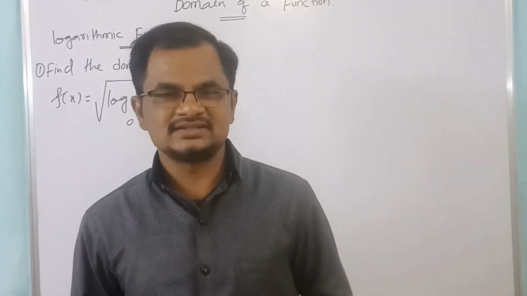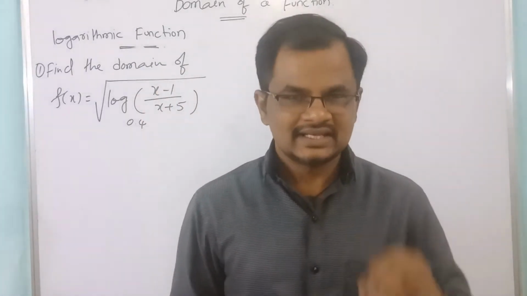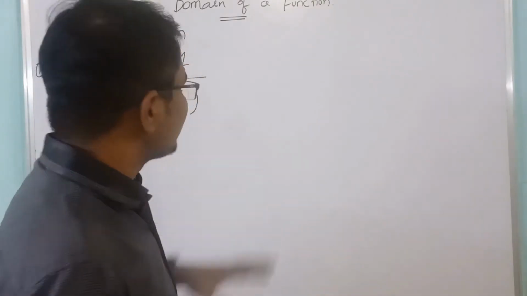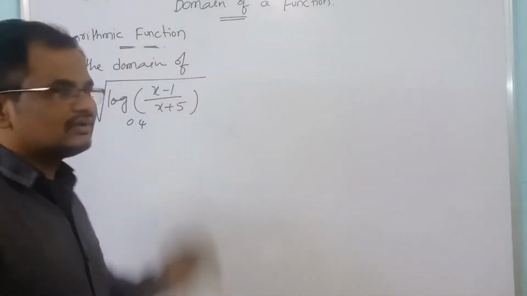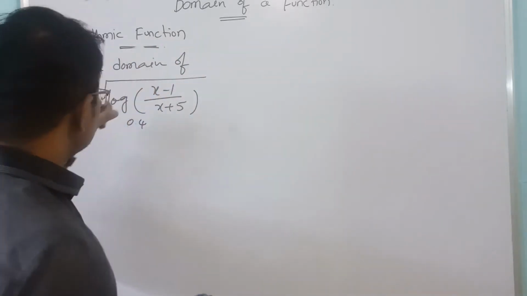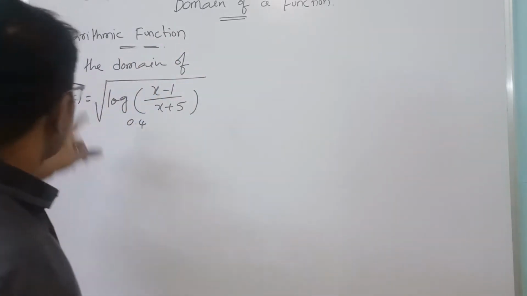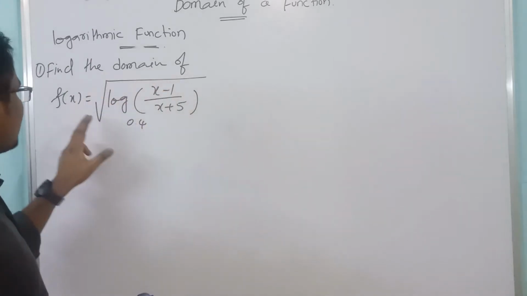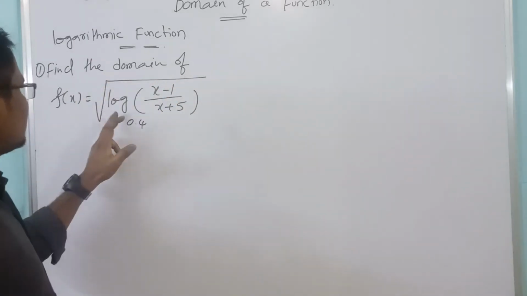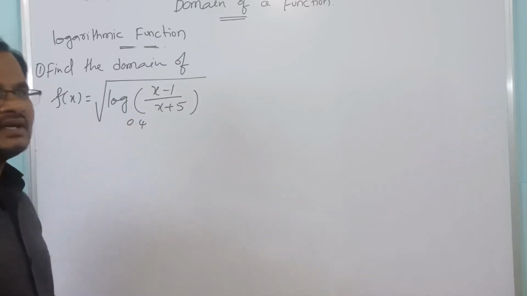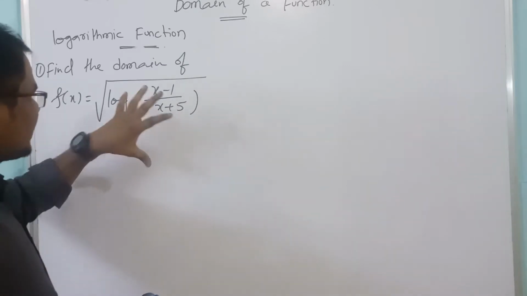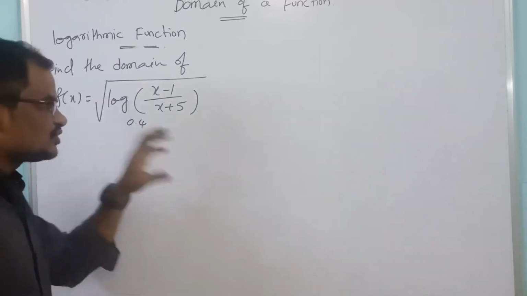Today's topic is domain of a function. In that, especially we have to find the domain of a function which involves a logarithmic function. So in that, take the first problem. Find the domain of f of x equal to root of log of (x minus 1) by (x plus 5) to the base 0.4. To find the domain of this function, we should know some rules.